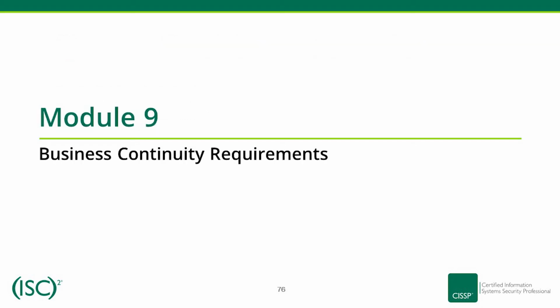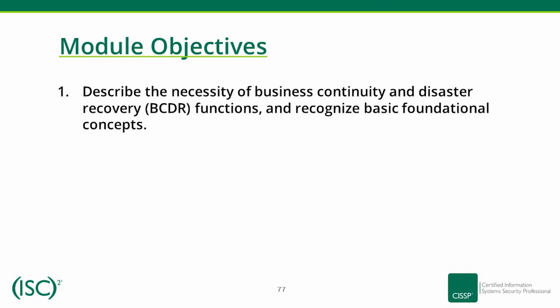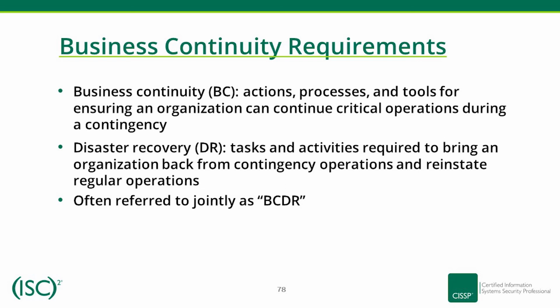Module 9. Business continuity requirements. Module objectives. 1. Describe the necessity of business continuity and disaster recovery, BCDR, functions, and recognize basic foundational concepts. Business continuity, BC: actions, processes, and tools for ensuring an organization can continue critical operations during a contingency. Disaster recovery, DR: tasks and activities required to bring an organization back from contingency operations and reinstate regular operations. Often referred to jointly as BCDR.